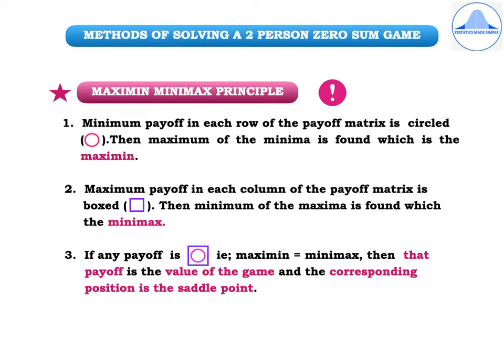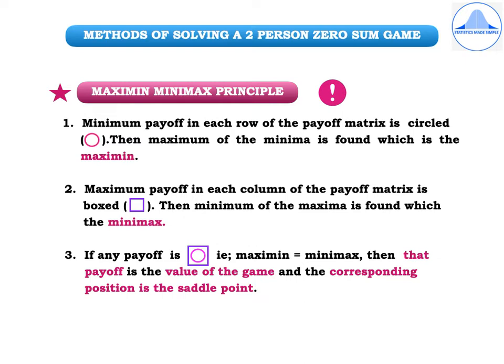First, the minimum payoff in each row of the payoff matrix is circled. Then the maximum of the minima is found, which is the maximin. Second step is the maximum payoff in each column of the payoff matrix is boxed. Then the minimum of the maxima is found, which is the minimax.